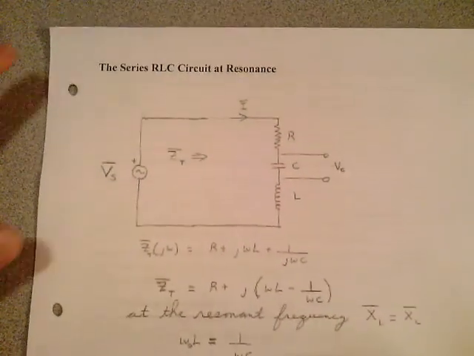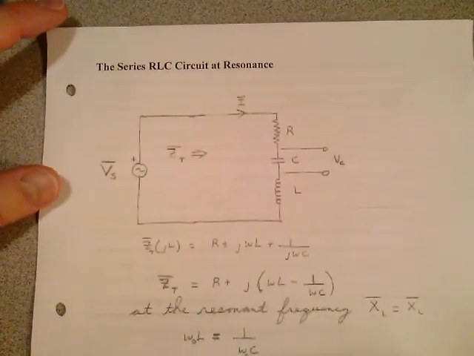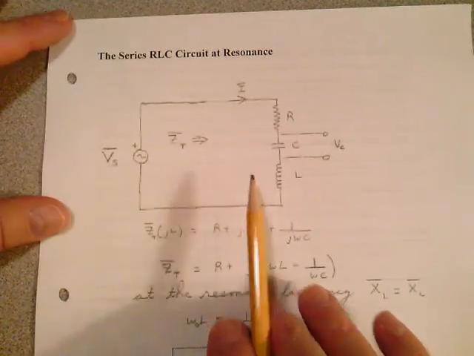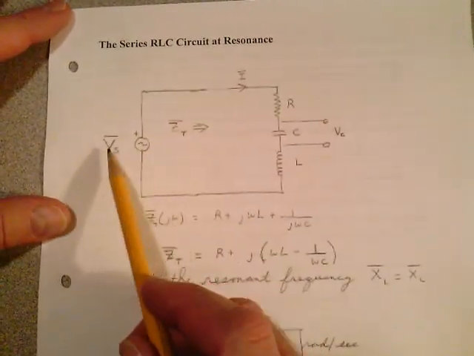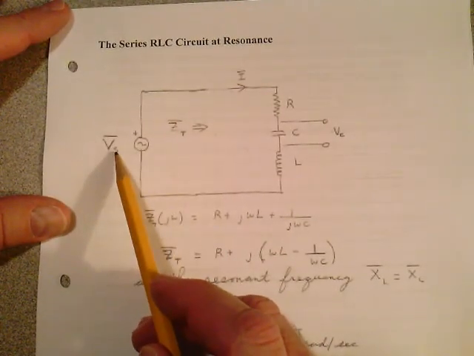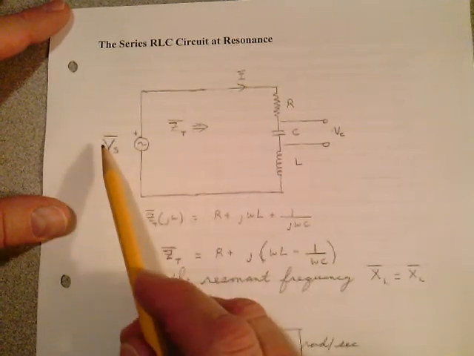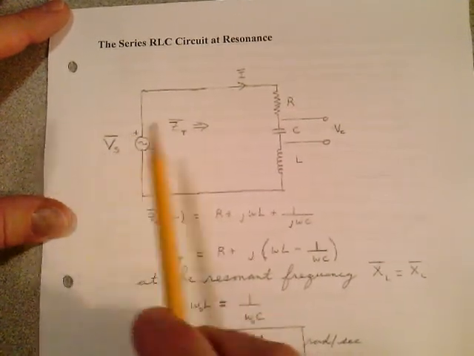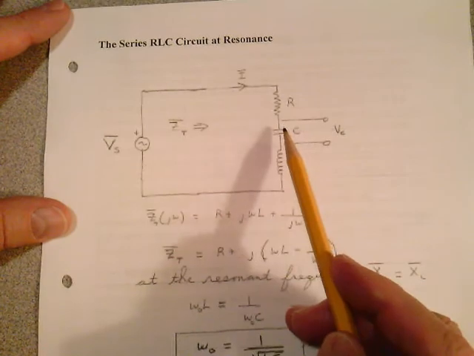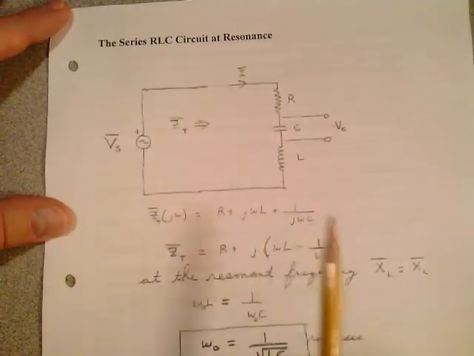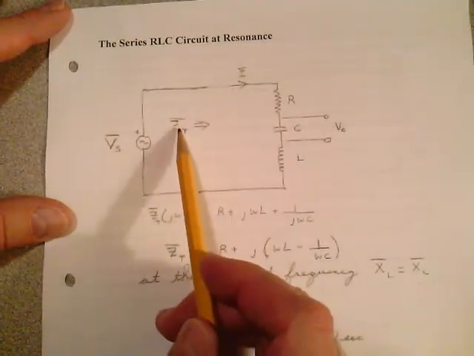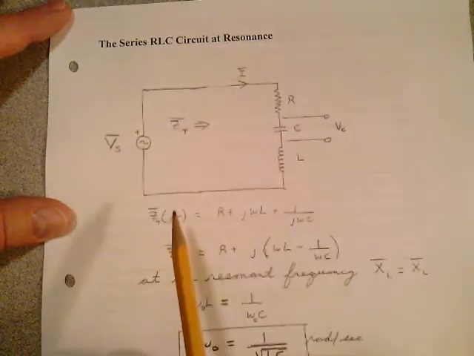If you look at a simple series RLC resonance circuit at resonance, here we have a forcing function. It's a steady state sinusoidal. We should represent it as a phasor, V sub s, a source voltage. And we have a series resistance, capacitor, and inductance, R, L and C. I want to take a look at the total impedance looking into that circuit. And we know what it's equal to.